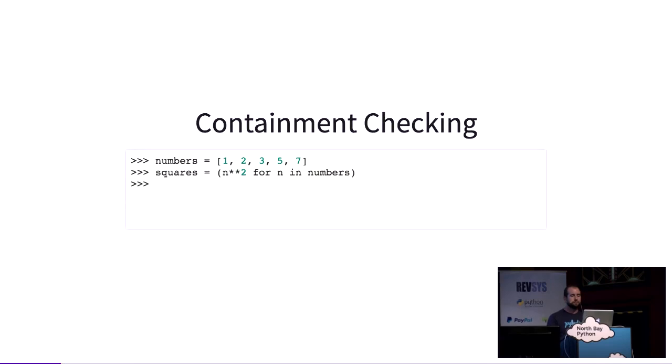Another example. If we take that same generator and we ask whether 9 is in this squares generator, Python will tell us that is true. 9 is in this generator, it is the square of 3. If we ask Python the same question again, this time it tells us false. 9 is not in this generator. We asked Python the same question 2 times. It gave us 2 different answers. That's a little bit weird, too.